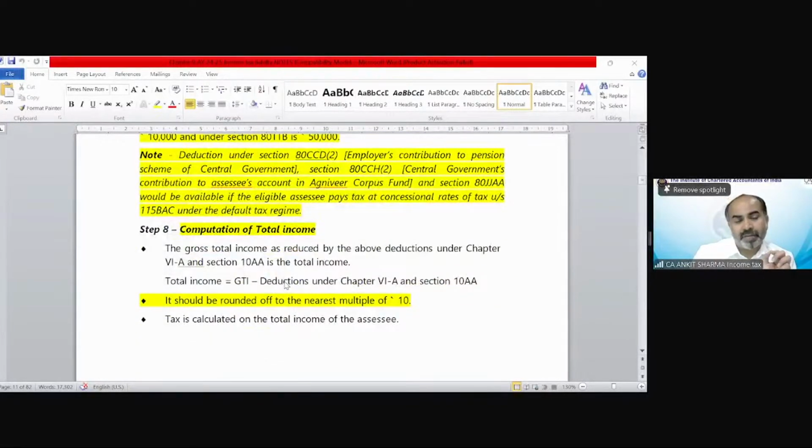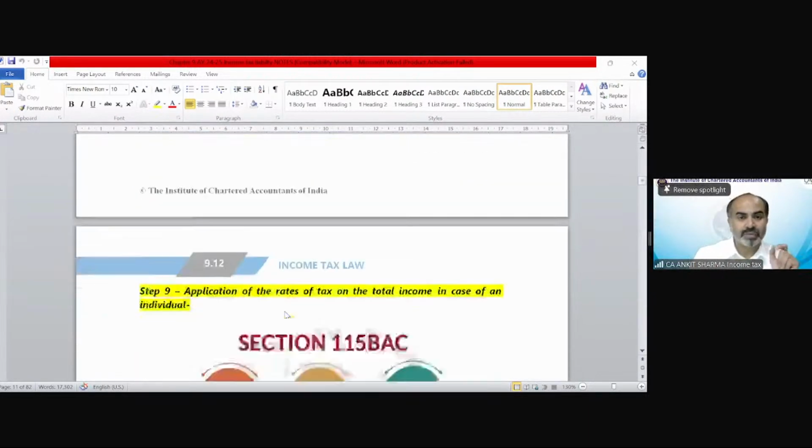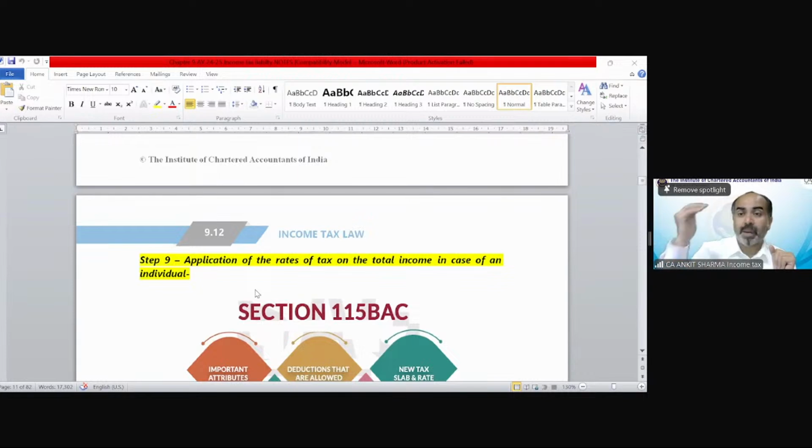Then we will find out our computation of total income, because if we deduct from our GTI the deductions under chapter 6A and section 10AA, then we will arrive at our total income. Remember, the total income should be rounded off to the nearest multiple of 10 rupees, and the tax should also be rounded off to the nearest multiple of 10 rupees. So after the calculation from step number 1 till step number 8, we have calculated our taxable income, total income, or we can call it income chargeable to tax.